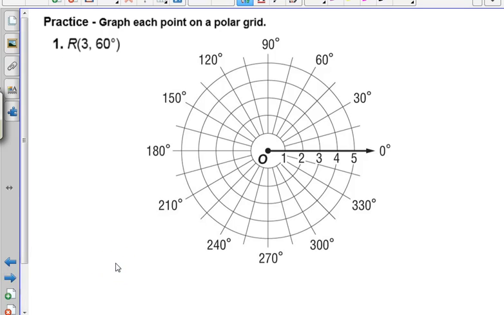Can you do this one? Did you already do it? 60 degrees, out 3. You want to know what my issue with these is? I never want to count this first circle. I don't know why. I want to count this as 0, and it's not. 0 is here. This is 1 unit away. It's just that they don't try to extend those lines all the way because it'd be a mess, right? So this is 1 unit, 2 units, 3 units.